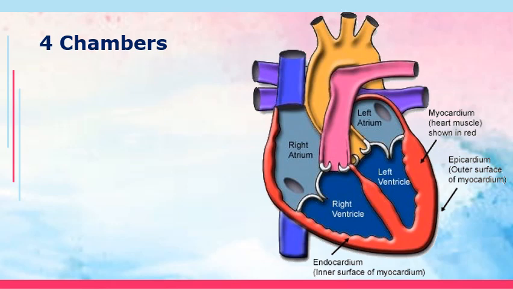Now, let's talk about the right atrium. Your right atrium is the one that receives venous blood returning to the heart. It receives blood from your superior vena cava, your inferior vena cava, and your coronary sinus. The superior vena cava carries blood which came from your head, the neck, and the upper extremities. The inferior vena cava carries blood from the lower part of the body, the trunk and the lower extremities.